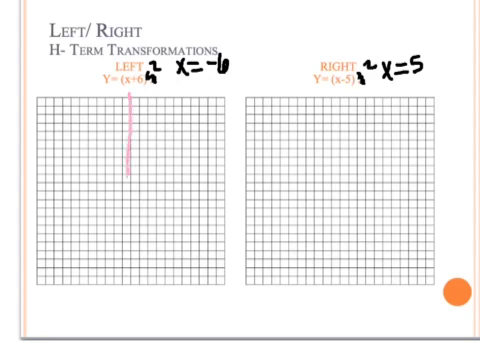And so when you graph, the parabola is moved 6 x values to the left. And when it's a positive 5, the parabola is moved 5 places to the right.